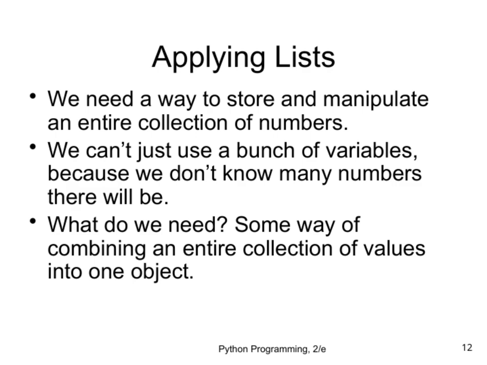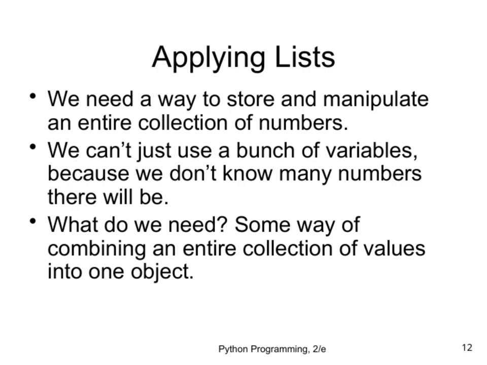We don't know ahead of time how many numbers we'll need to work with, so that approach just doesn't work well. What we really need is a method to combine all these values into one single object. That way, we can handle, access, and modify the entire collection easily, rather than managing each number separately. This is where applying lists comes into play.